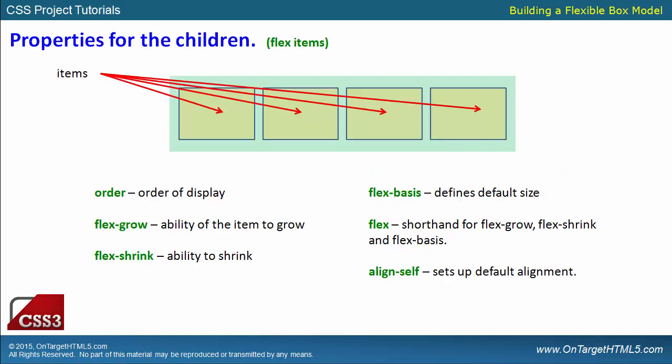And then we have Flex items, and Flex items also have properties. We have order, Flex grow, Flex shrink, Flex basis, Flex, and then align self. And again, we're going to be practicing a lot of these as we go through the lab demonstrations. I just wanted to give you a list of the available properties for both the parent, which is the Flex container, and the children, which are the Flex items.